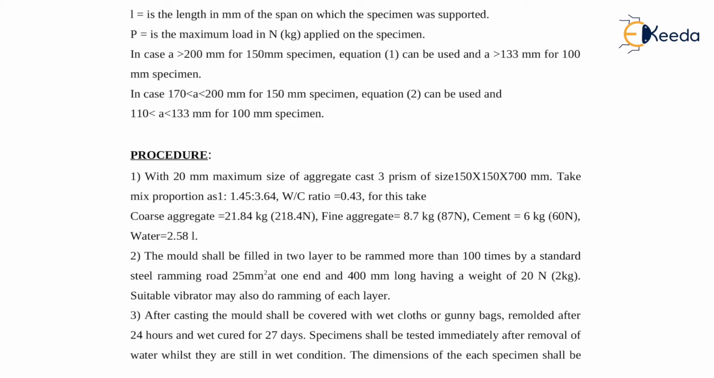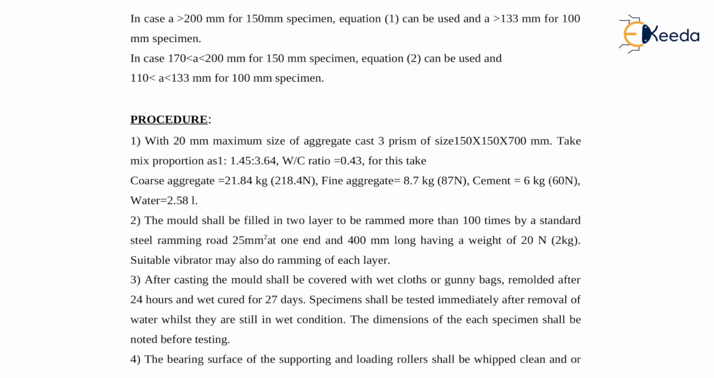Now, how is this procedure carried out? First step, with 20 mm maximum size of aggregate, cast 3 prisms of size 150 by 150 by 700 mm. Take the mix proportion as 1 is to 1.45 is to 3.61 and the water cement ratio as 0.43. So the observation table is as we have seen. These are all the required observations. The coarse aggregate required is 21.84 kg, fine aggregate 8.7 kg and cement is 6 kg. And water required is 2.58 liter.